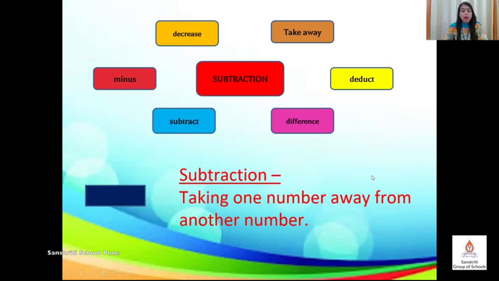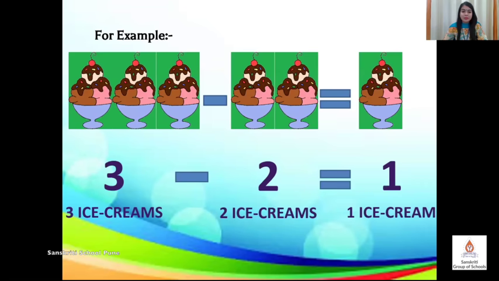Very good. So after understanding what is subtraction, we will see one example. Now here you can see there are 3 ice creams. How many ice creams? 3. And we have to subtract or minus how many ice creams from this? We have to minus 2 ice creams from it. So how many will be left? So we have 3 minus 2, which will be equal to 1. Yes. So 3 ice creams minus 2 ice cream is equal to 1 ice cream.